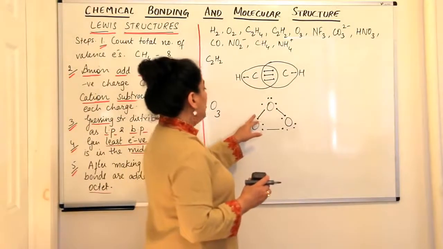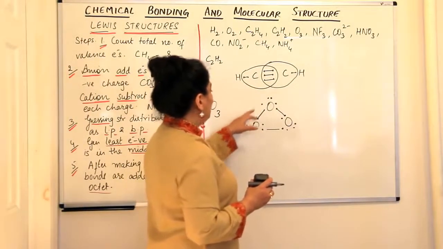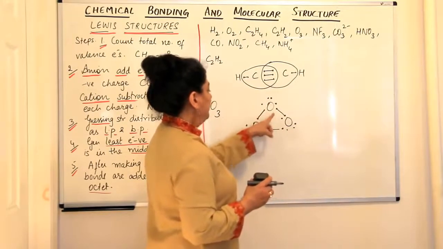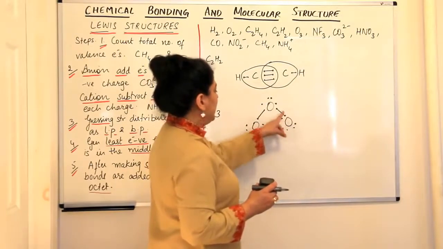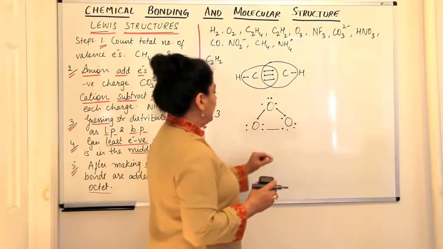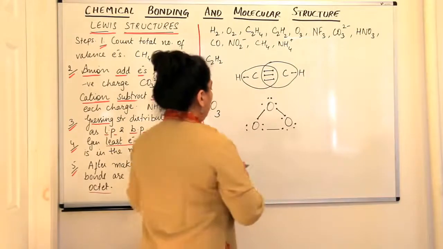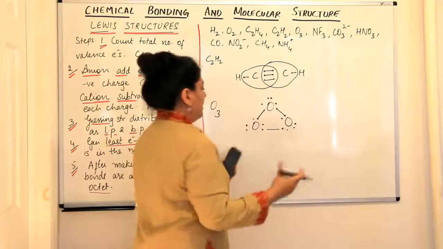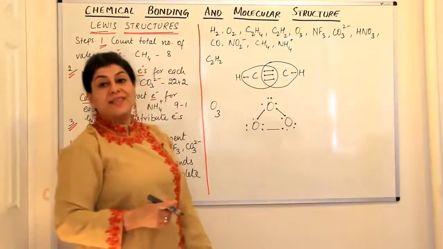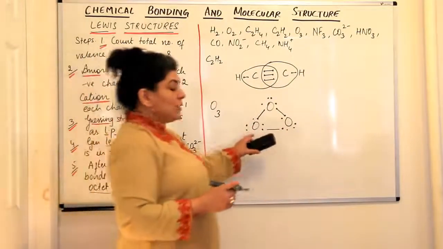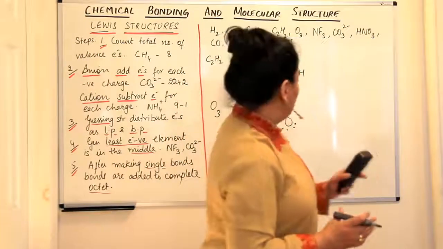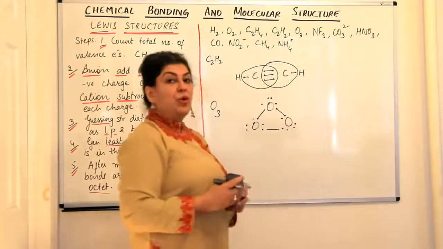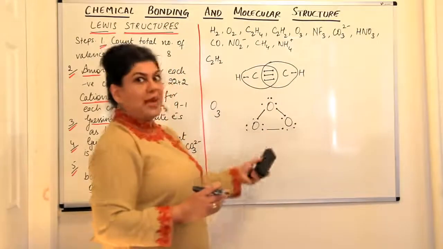Now, this oxygen forms 2 bonds, so it has 6 plus 2 makes it 8 electrons. This has 6 plus 2 makes it 8 electrons. 6 of its own plus 2 here and here. So each one has the octet completed. So one of the structures of ozone is that this is how it should be present. But our knowledge of coordinate bonds shows us that this is not actually so.